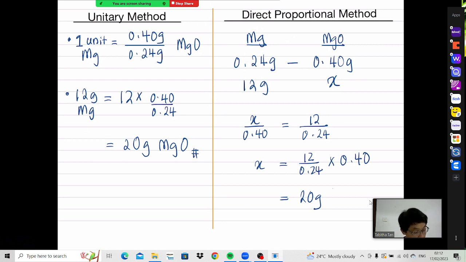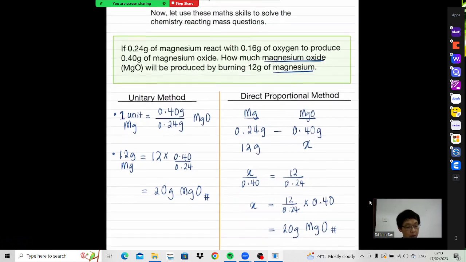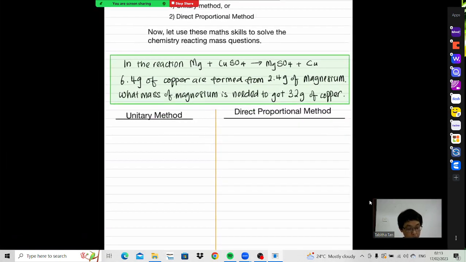What is this? Yeah, magnesium oxide. See, same answer each time. Okay, so take your time to choose which is the method you prefer. Nothing pressurizing about that. Just choose the method that you are comfortable. All right, so now let's move on to one more.